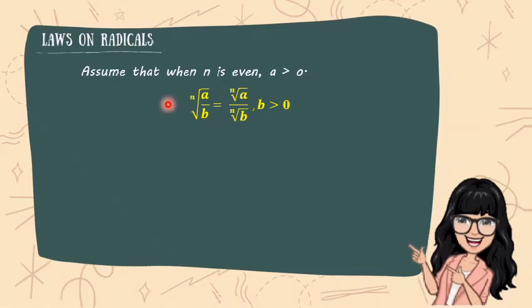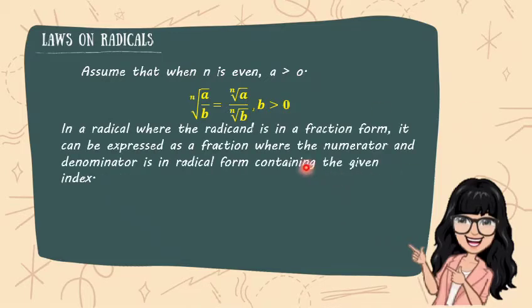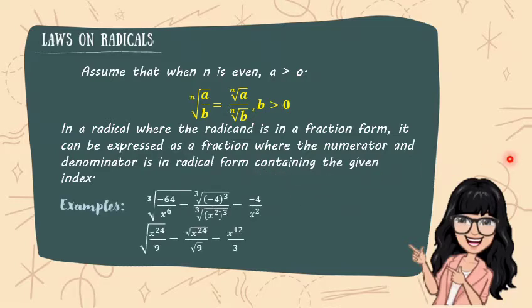Now, this law on radicals states that if we divide your numerator by your denominator before getting the nth root, that would be equal to the expression wherein we get first the individual nth root of your numerator and denominator before we divide them. So again, in a radical where the radicand is in a fraction form, it can be expressed as a fraction where the numerator and denominator are in radical form containing the given index. Now let us have an example.